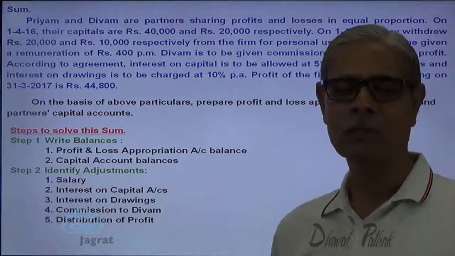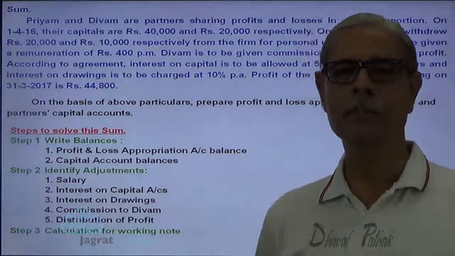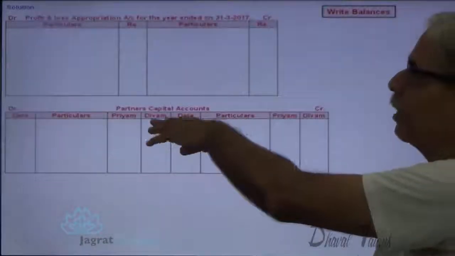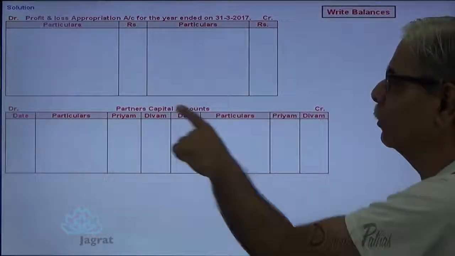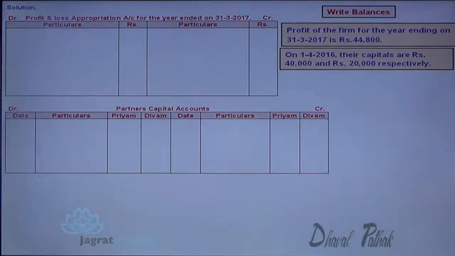Now for the purpose of solving this sum, I am also going to prepare calculations and working note for explanation. So these are the steps for the purpose of solving the sum. Now let me start. So here I prepare profit and loss appropriation account. This is the capital account, Priyam Devam, capital account, debit and credit. First write the balances. Net profit to be distributed is recorded on the credit side of profit and loss appropriation account. Capital balances are recorded to the credit side of capital account of Priyam and Devam, balance brought forward.